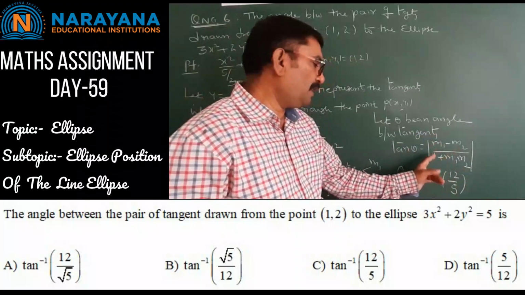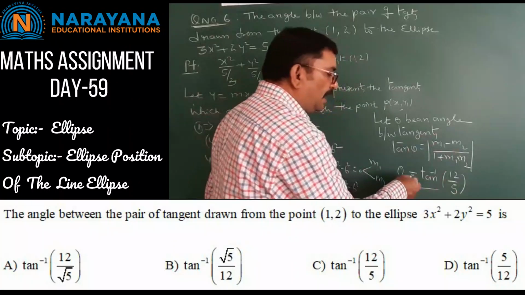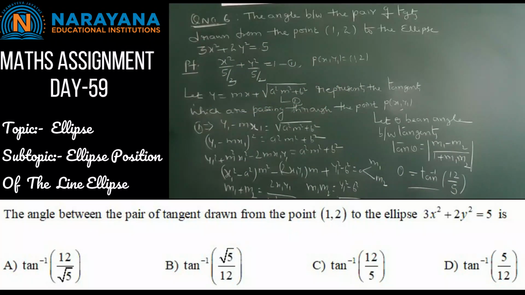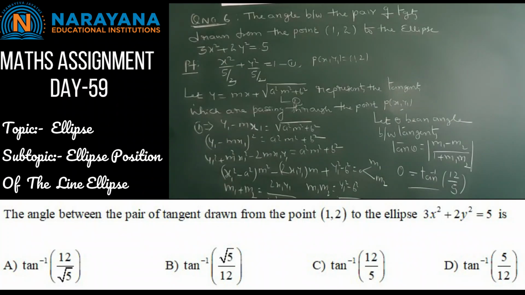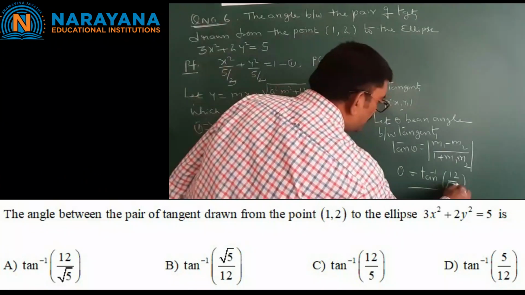After finding that, we get the angle between the tangents of the ellipse as tan inverse of 12 by root 5.